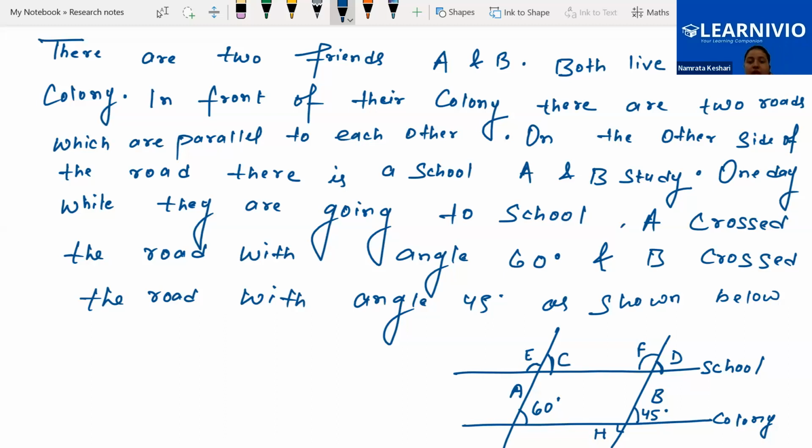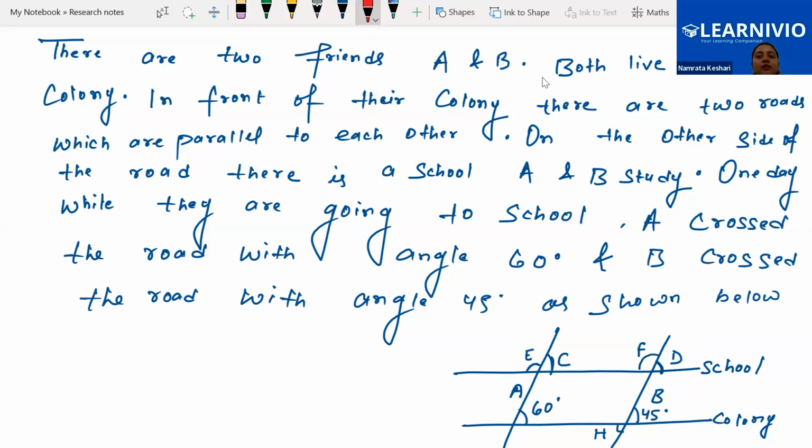Yeah, let's try to understand the scenario, then I'm writing the questions. Okay, so let's understand at first what exactly the statement says. There are two friends, A and B, both live in the same colony. In front of their colony there are two roads which are parallel to each other.